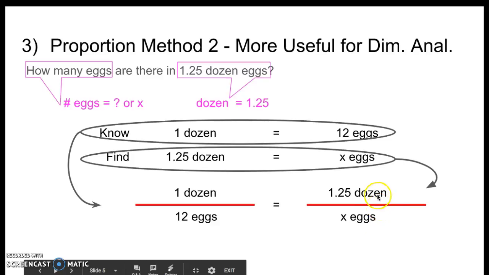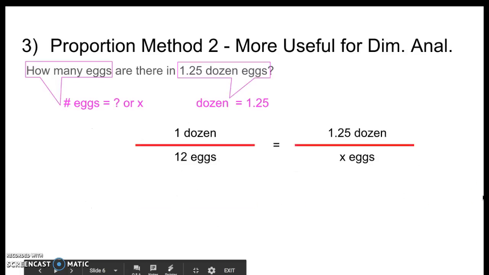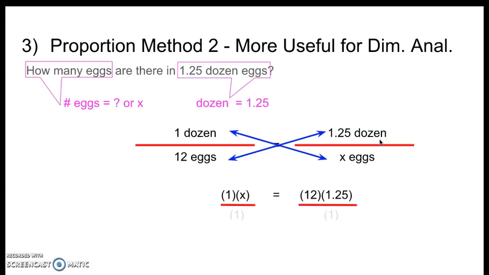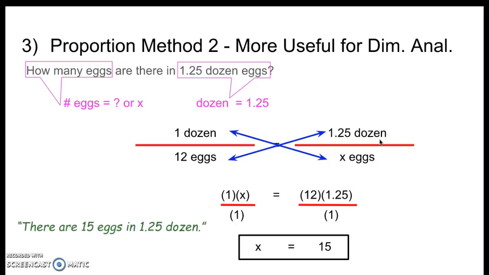Now it's time to solve. Once you have your two fractions set up, you can go ahead and solve. So again, we're going to use cross multiplication. We multiply across here, so x times 1 or 1 times x, and 12 times 1.25. And then of course the math looks the same. Okay, and so we get the same answer.